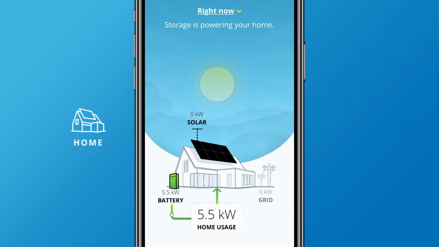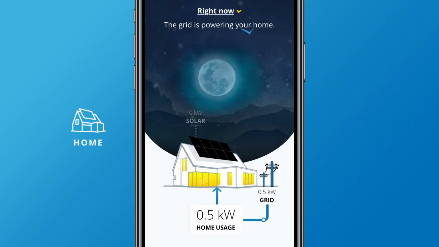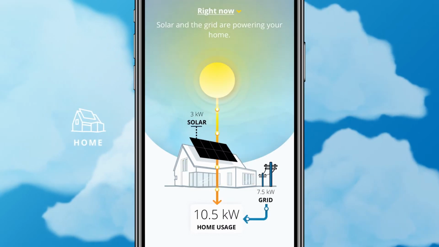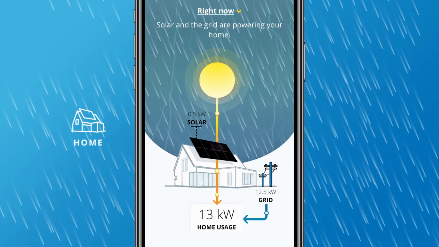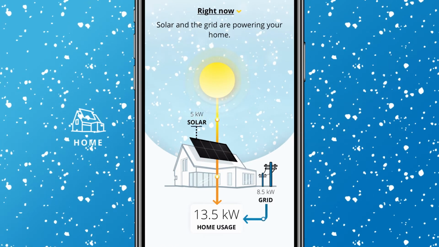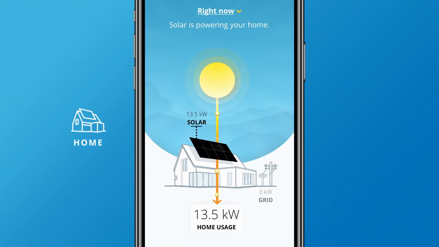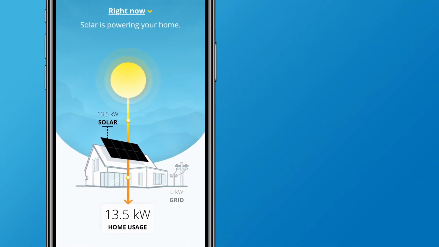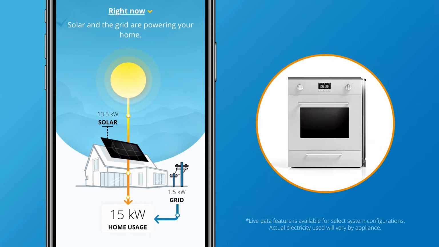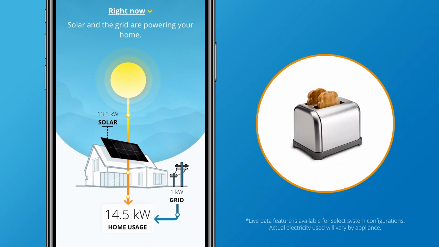You can check this status day or night and see how solar production changes in cloudy, rainy, or snowy weather. Curious how appliances affect your energy usage? Simply open the app, turn on an appliance, and watch your live data refresh in a matter of seconds.